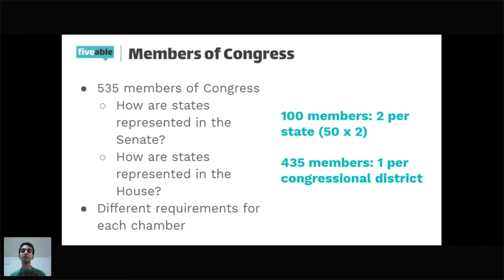So there's always going to be 535 voting members of Congress. There are a few non-voting delegates. Washington, D.C. and our territories like Puerto Rico have a non-voting delegate. However, like the term suggests, they can't actually vote. So we still consider the number of people in Congress to be 535.